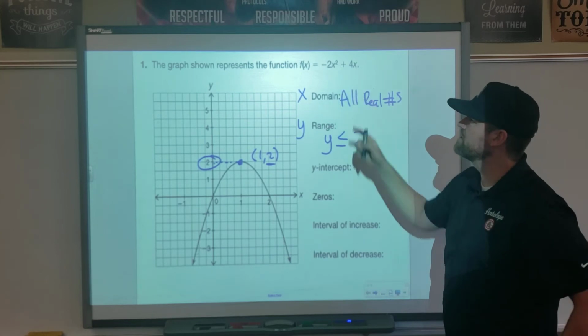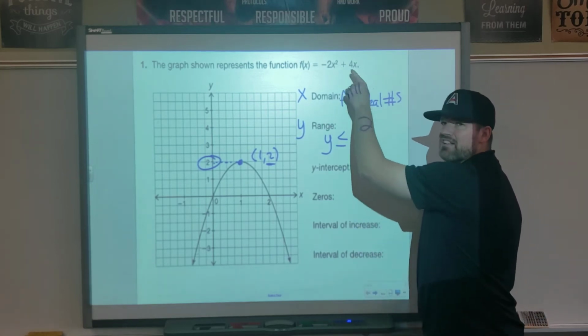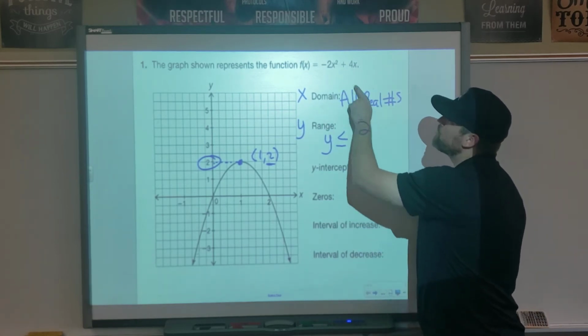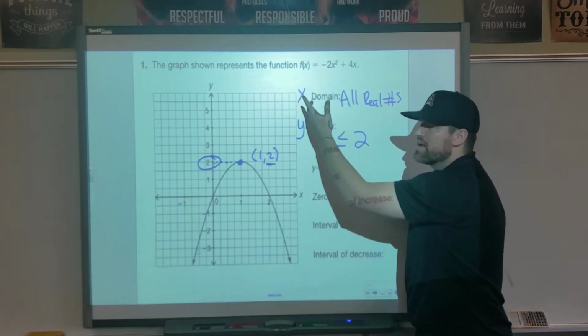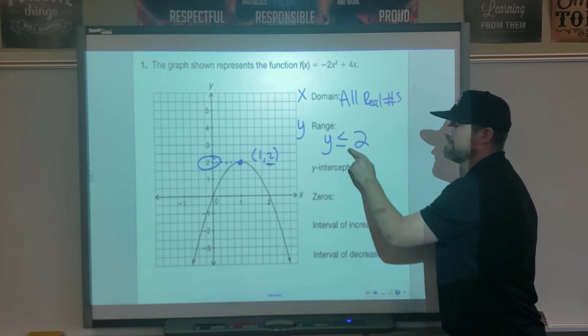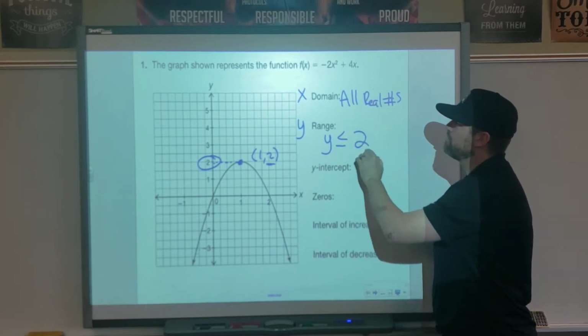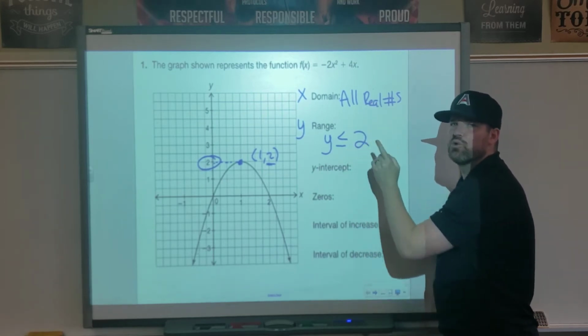What that means up here is I can plug in any x value I want, but no matter what I plug in, I will never get an output, right? f of x is the same as y. I will never get an output that's bigger than 2. No matter what number I plug in, I will always get something that is 2 or smaller.